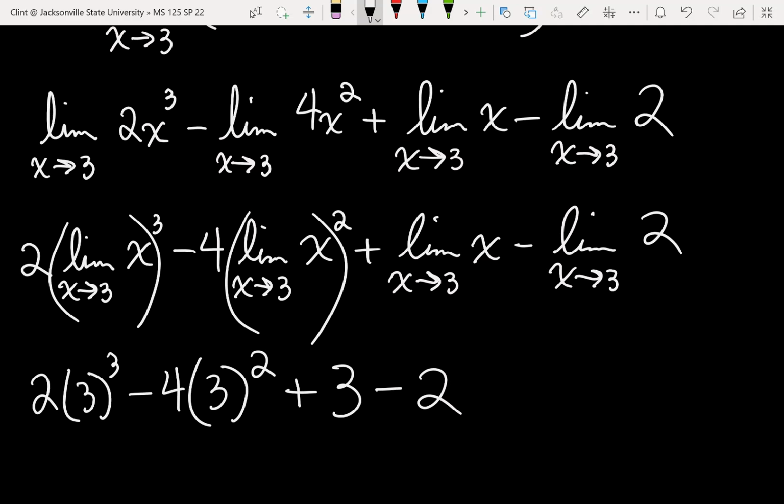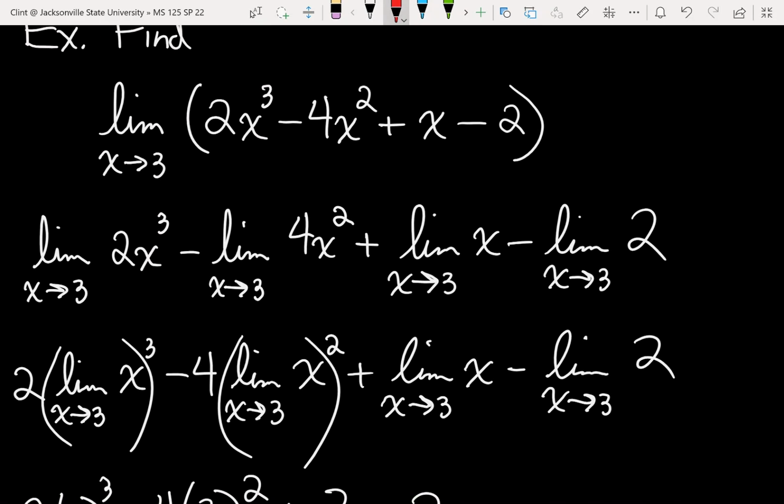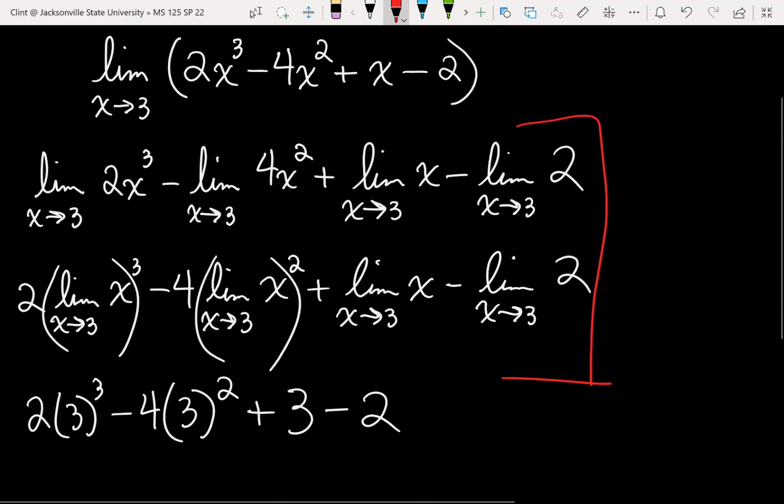All of this part was done using the limit laws, but we could do it skipping all those lines and go straight to that bottom line using the direct substitution property, because what does it say? It says if we want the limit of a polynomial, all we do is we substitute the variable x, in this case, for the number we're approaching. So we would need 2 times 3 to the third minus 4 times 3 squared plus 3 minus 2.